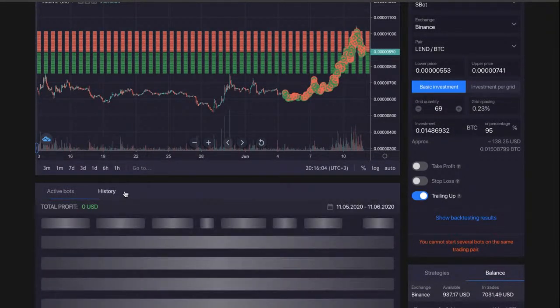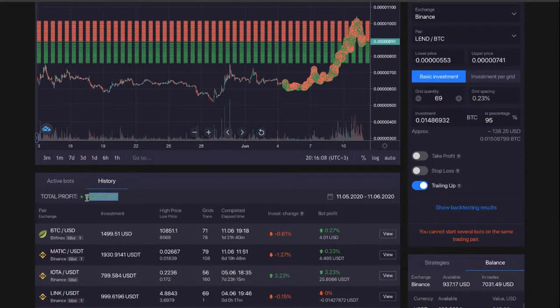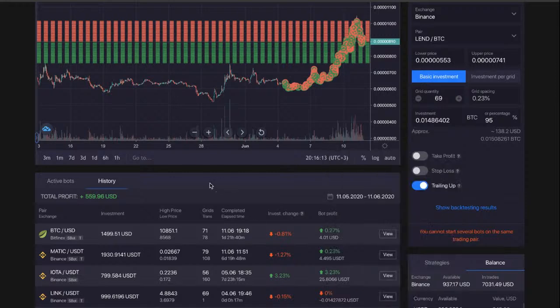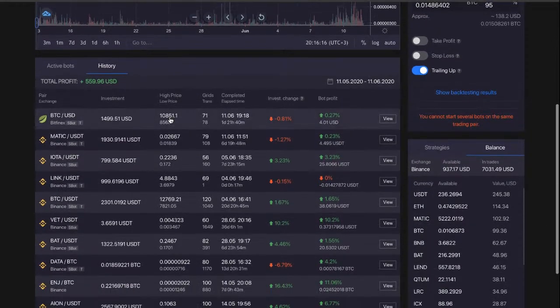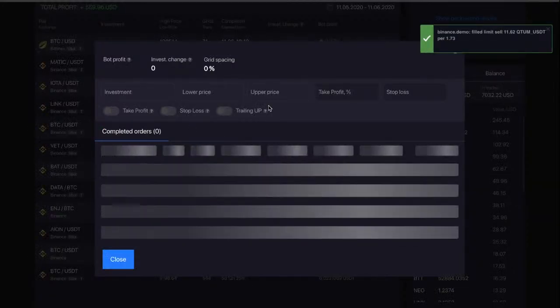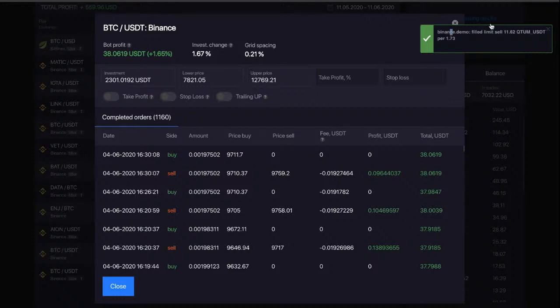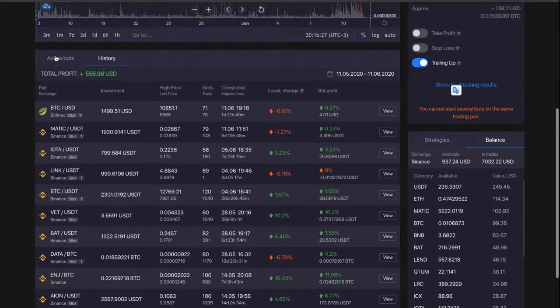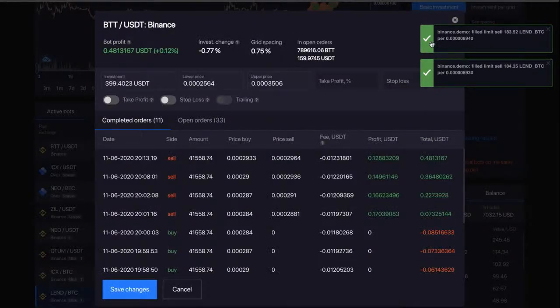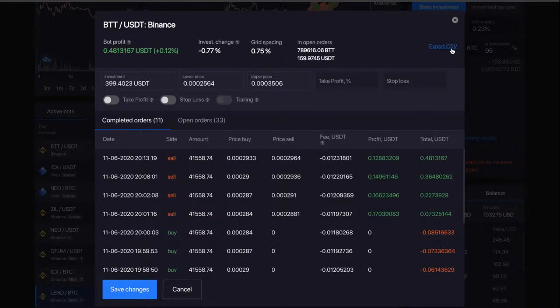In any case, you can always see the history. And once you click to the history, you get the information that you need to validate your previous trades, to see what happened back at that time. Most importantly, using your current active bots, you can go to the view button, and by clicking on the export CSV, you can export these data, the buy price, the sell price, and all of the data in Excel format.